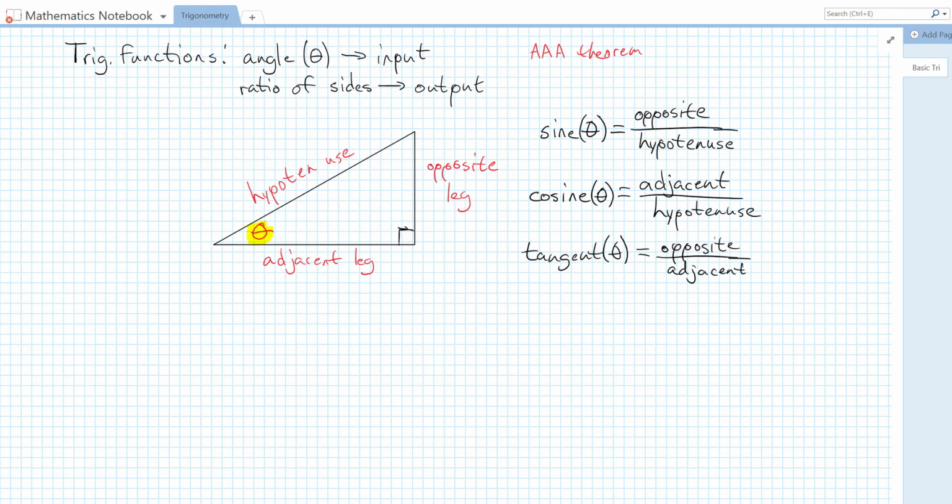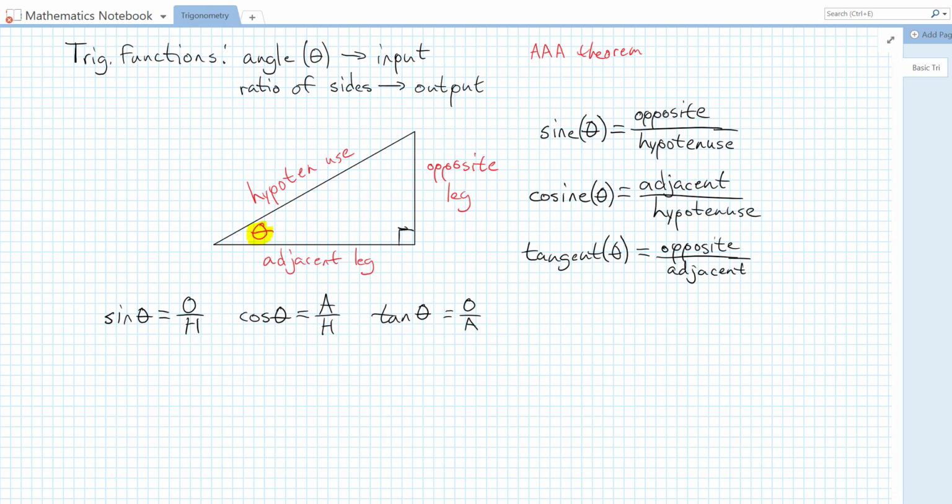Now to shorten opposite, adjacent and hypotenuse, from here on out we're just going to use the first letter: A for adjacent, O for opposite, and H for hypotenuse. And our trig functions are also usually shortened to just three letters. So we write sine of theta is equal to O over H. Cos of theta, or cosine of theta, is equal to A over H. And tangent of theta, or tan of theta, is equal to O over A.